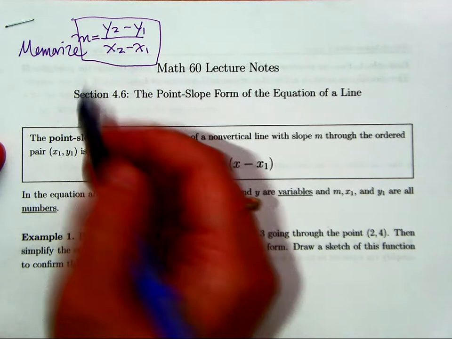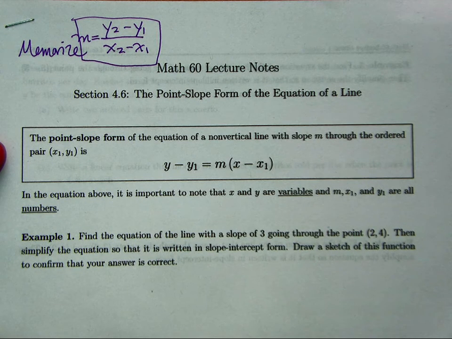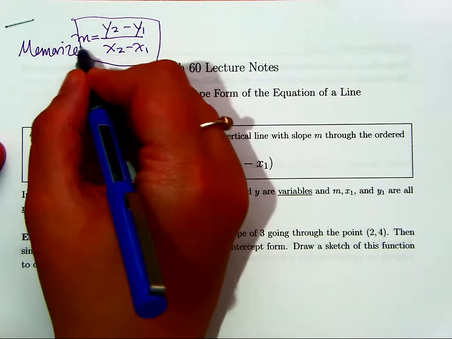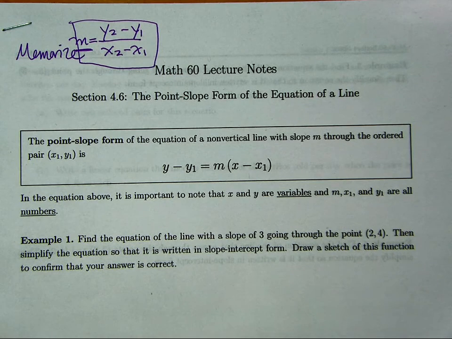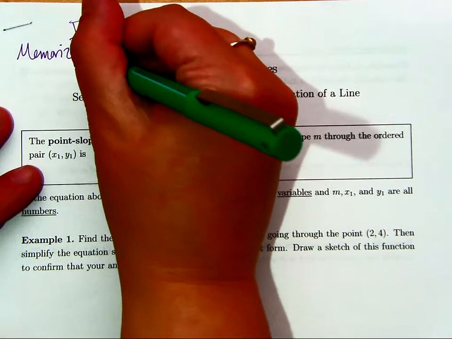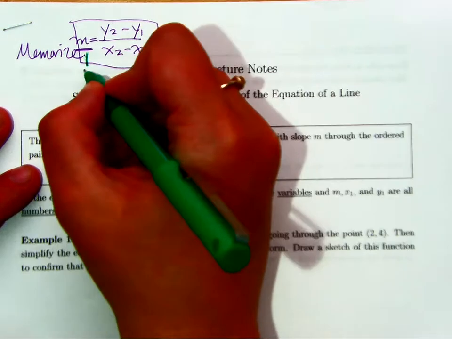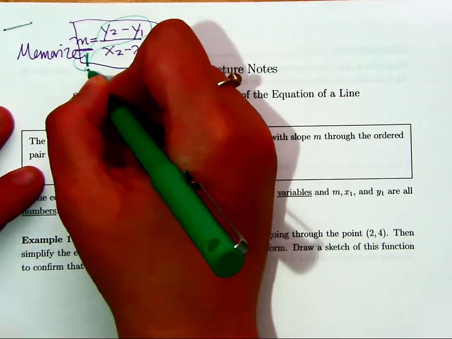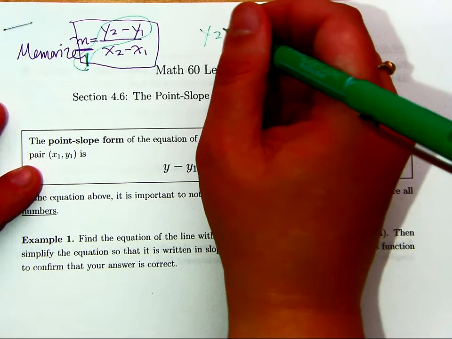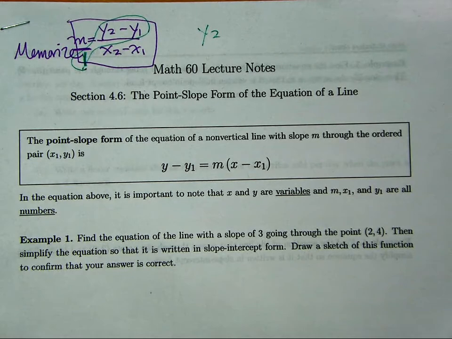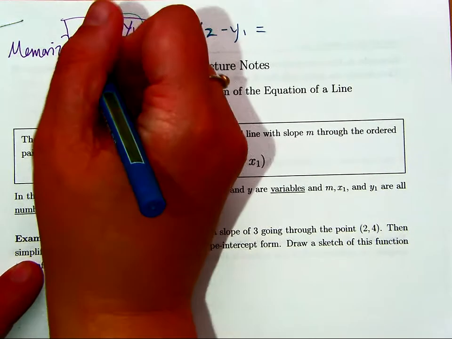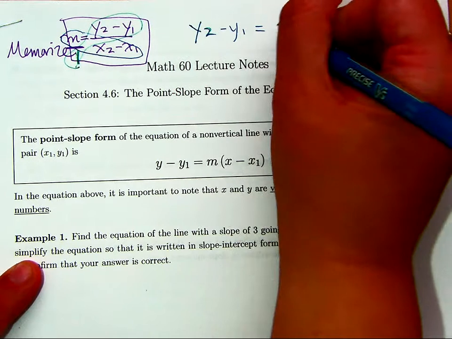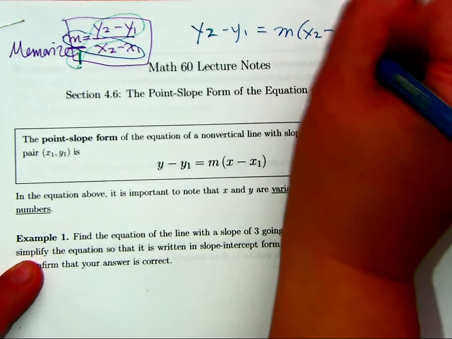Now, notice that it's a fraction, right? It really is the rise over the run. Slope is rise over run. But if I write M over, what's M's denominator? Everything has a denominator, right? Of 1. So if I write M over 1, and then I cross multiply like we learned with proportions, I get Y2 minus Y1 is equal to M times X2 minus X1.